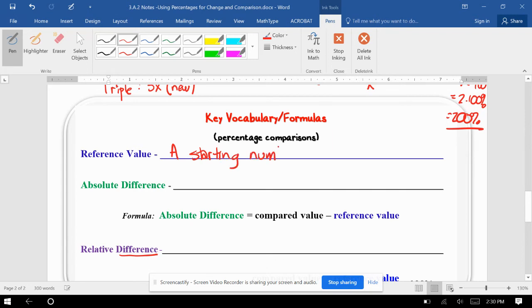So when you're comparing two different things, you've got to think about what am I comparing something to? Something is being compared and something is being compared to. So we've got to be careful when we read the problem. So this is very similar to the front. The absolute difference is the actual difference between compared value and reference value.